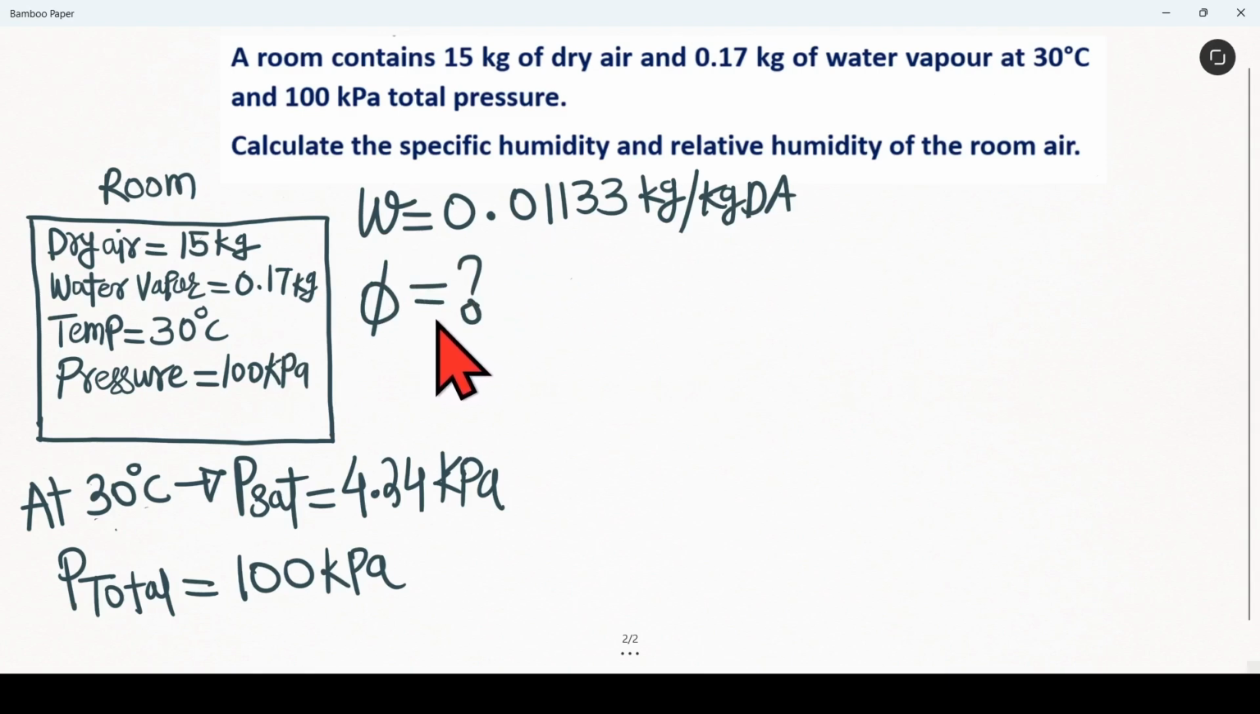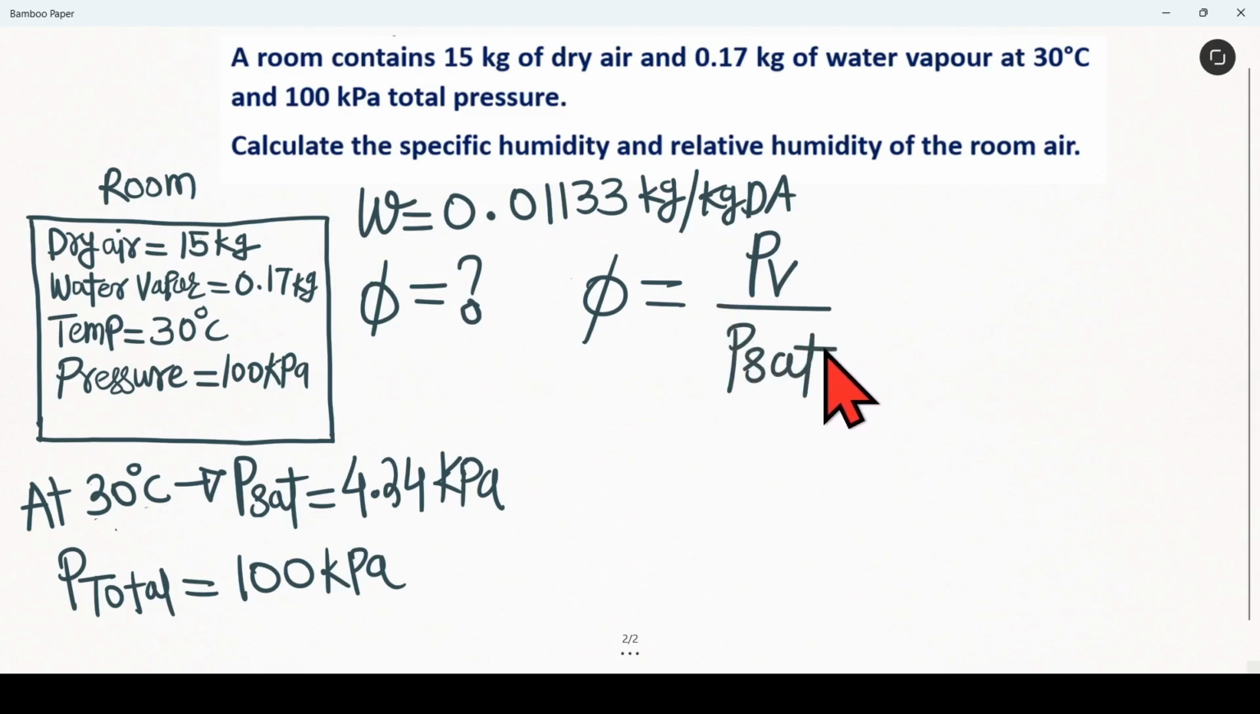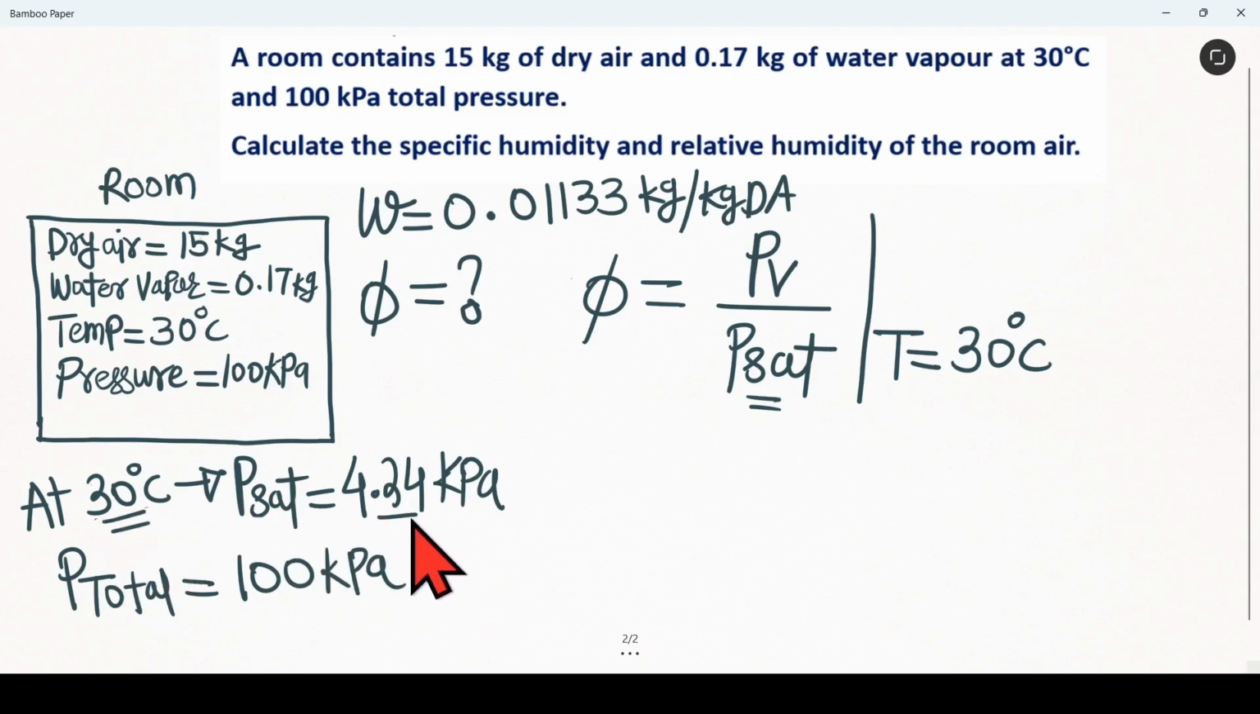Now let's calculate the relative humidity of the room air. Relative humidity can be written as the ratio of pressures. It is the ratio of partial pressure of water vapor divided by the saturation pressure of the air. Both pressures are at the same temperature, 30 degrees Celsius in this case. In this equation, P saturation is the saturation pressure at 30 degrees Celsius. At 30 degrees Celsius, saturation pressure is 4.24 kilopascal. So this value of saturation pressure is known to us.